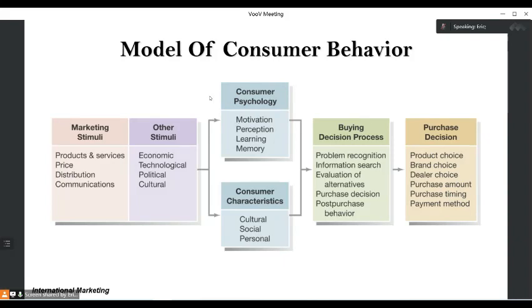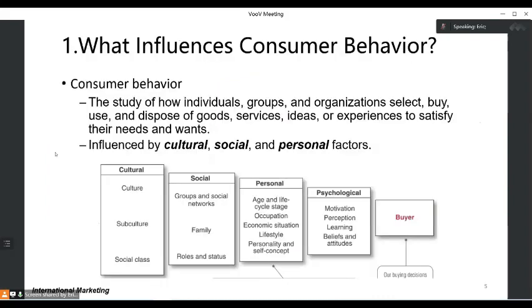So the important part is this one, the black box: consumer characteristics and how they affect consumer behavior. And this one is about the psychological, the deep thinking about consumer behavior. Okay, so let's move on. The first part is that we will discuss in detail the influence factors on consumer behavior.